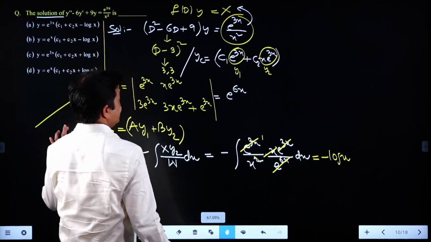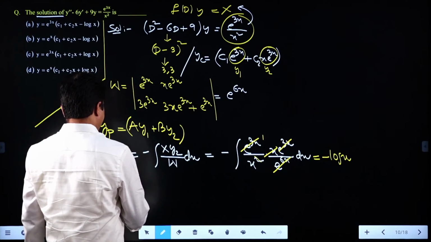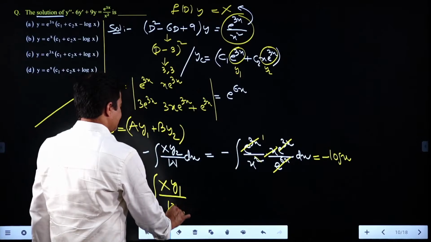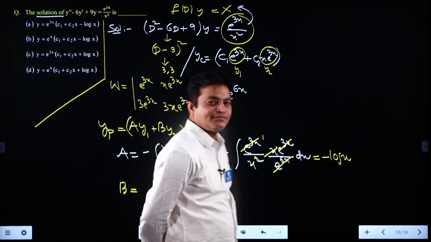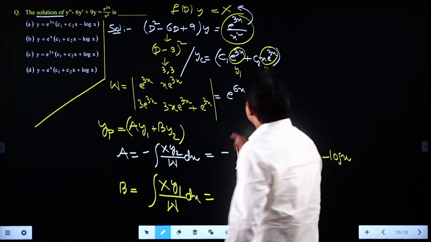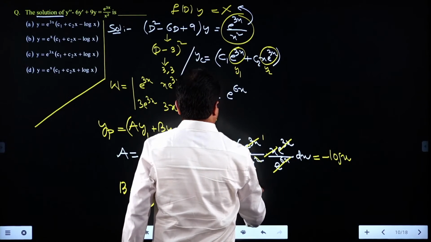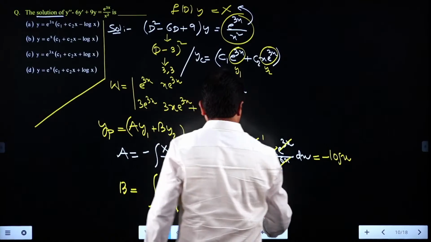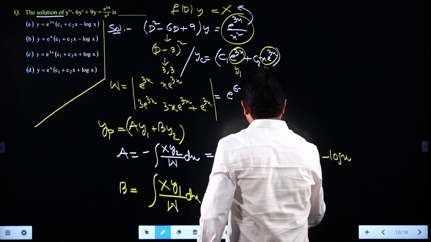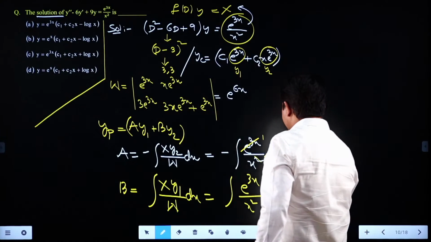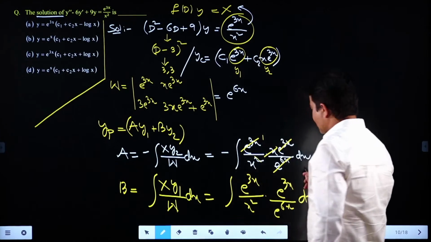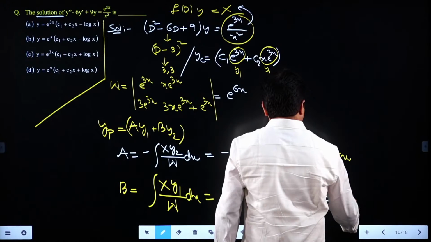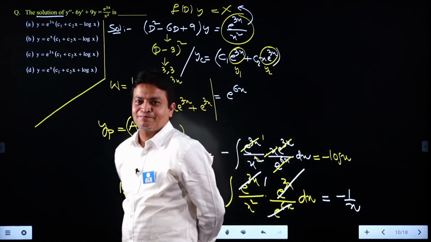Just one step only. Here itself I am writing: plus integral x y1 by w dx. Now that x is the right side e power 3x by x square, y1 means e power 3x, by w e power 6x dx. Now e power 3x, e power 3x, e power 6x cancel. Only 1 by x square, integrate: minus 1 by x.